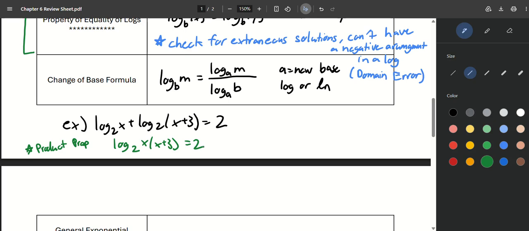Okay, do I have logs on both sides? Do I have exponentials with the same bases on both sides? No. So I can't use equality. So I gotta think, do I have to change it to an exponential? Or can I change it to a log? Will it help us? Yep. So what did we change it to?